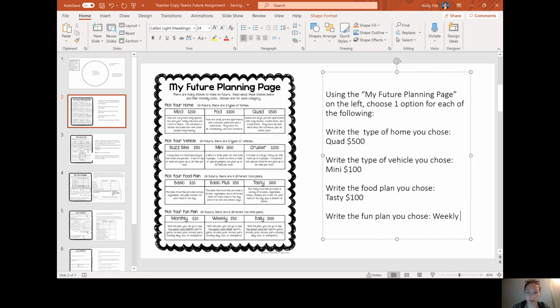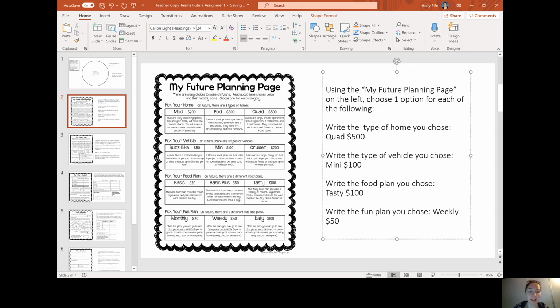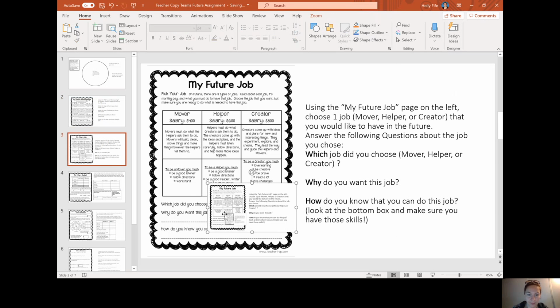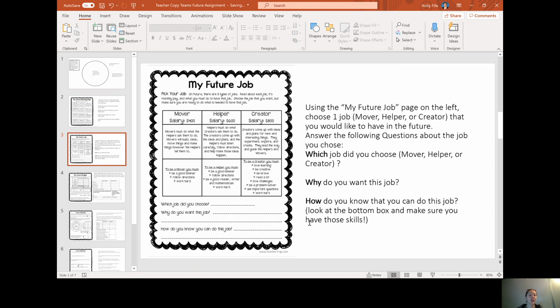So I was showing you earlier, weekly was my choice for fun, and you guys might choose daily. That is totally fine. And then I go to the next, my future job. I did all kinds of silly things over here. You're going to choose from a mover, a helper, or a creator. So a mover makes $400, but then it tells you what it's like to be that worker. So, you know, these are the things you have to do, and this is the type of person you have to be. So to be a mover, you have to be a good listener, follow directions, and work hard. If that is not you, then I would not suggest picking that one.